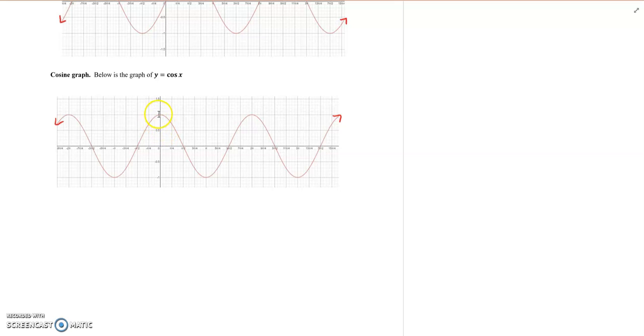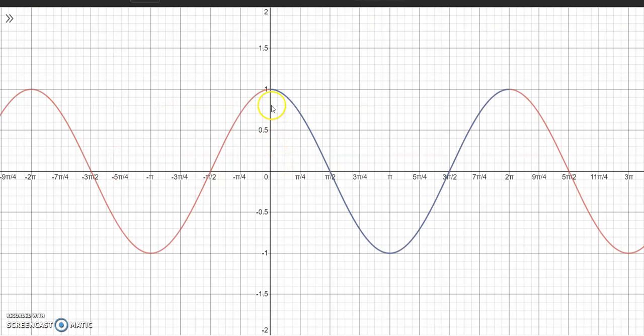The cosine graph is very similar to the sine graph, except it starts and ends at a different location in its period. The cosine graph, for one period, starts at the maximum, goes down to the middle, and then goes down to the minimum, then back to the middle, and then back to the maximum. Every sine graph can be written as a cosine graph, and every cosine graph can be written as a sine graph. The only difference is they're shifted, as you can see, by pi over 2. This is where a sine graph starts, and this is where a cosine graph starts.